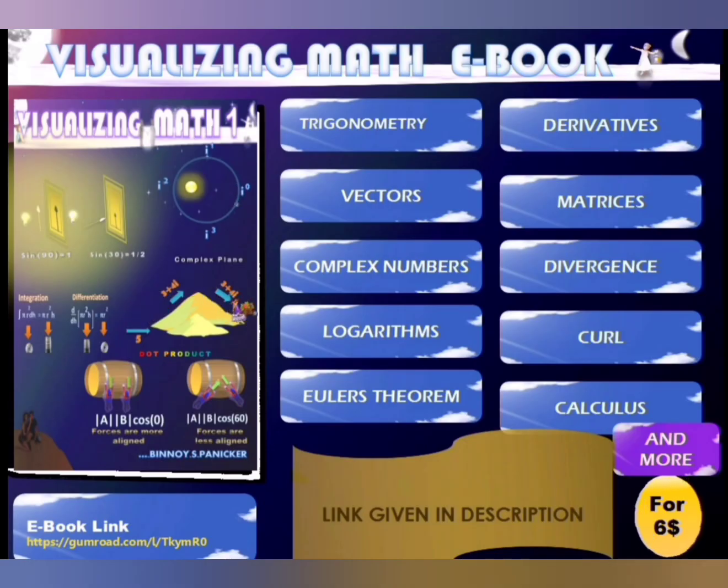Visualizing Math 1 is the result of years of hard work done into the research of the meaning behind these equations. What these equations mean are explained with the help of simple and down-to-earth examples, animations, and analogies, so that everyone can understand.